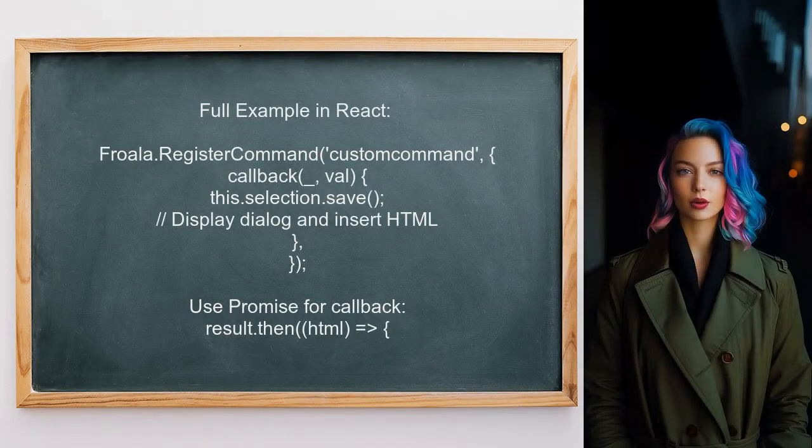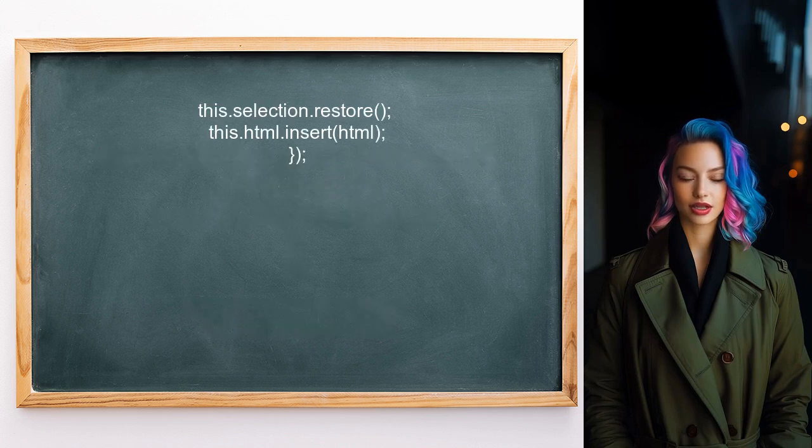The user also provides a full example in React, where they register a custom command. This command saves the selection, displays a dialog for input, and then restores the selection to insert the HTML. They mention that if this doesn't work, using a promise for the callback might help.